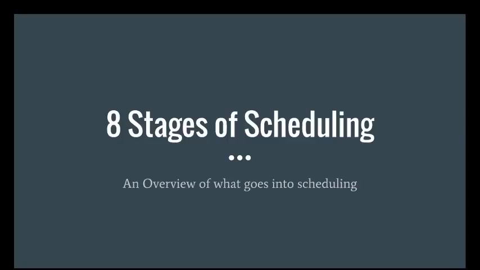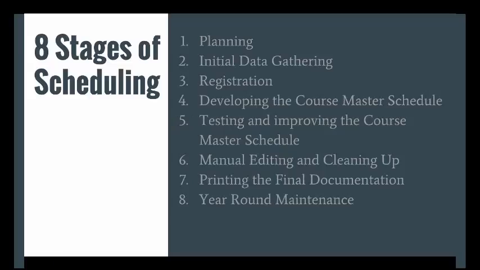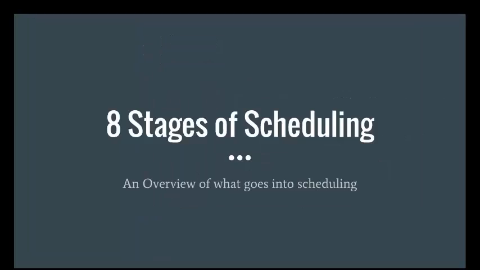This webinar is intended to be an overview of all of the areas that will need to be touched on, or at least considered, when working with your scheduling for the new year. There are 8 stages for scheduling that we highly suggest, the first being planning, followed by initial data gathering, registration, developing the course master schedule, testing and improving the course master schedule, manual editing and cleaning up, printing final documentation, and then the year-round maintenance following your scheduling process.